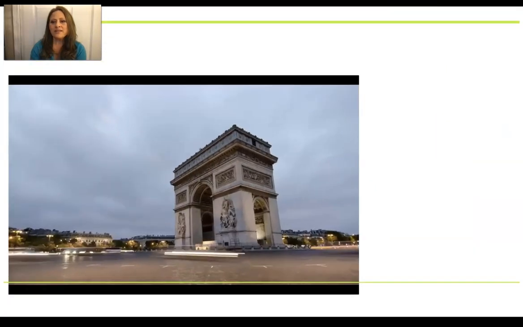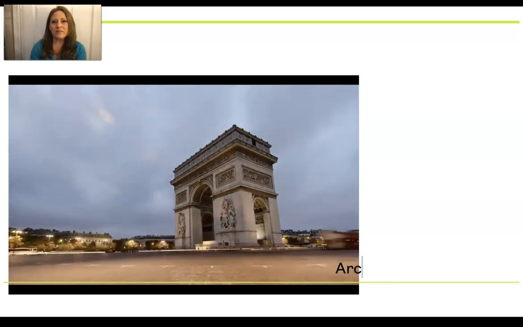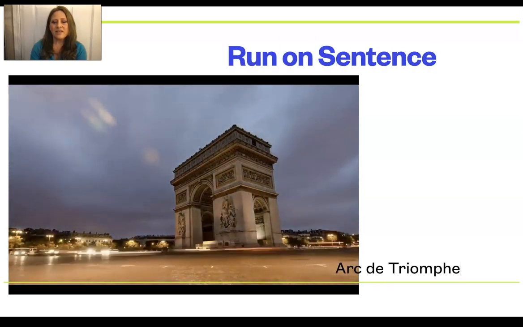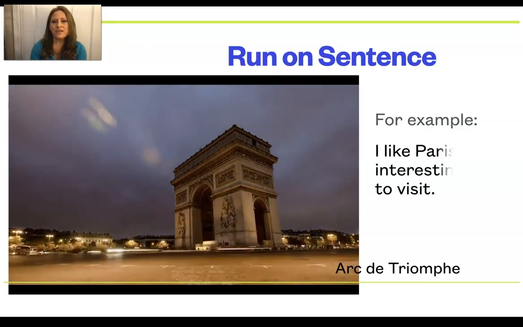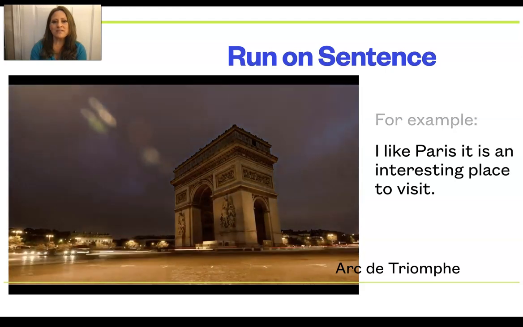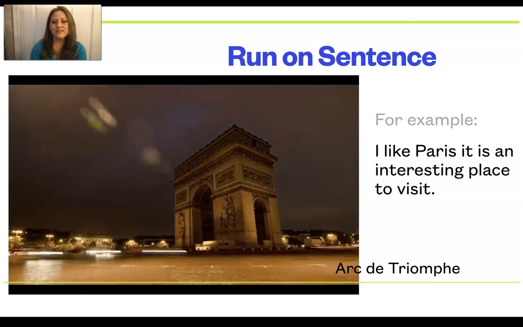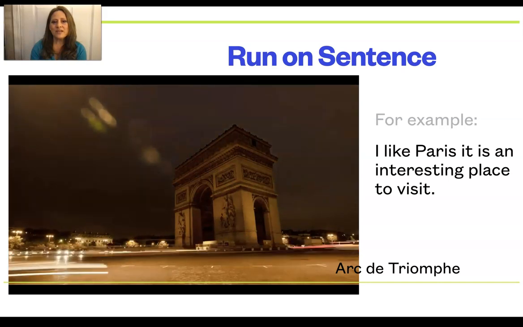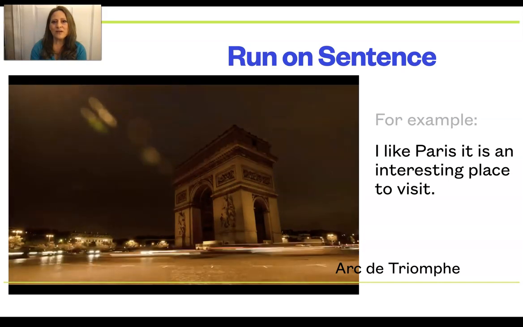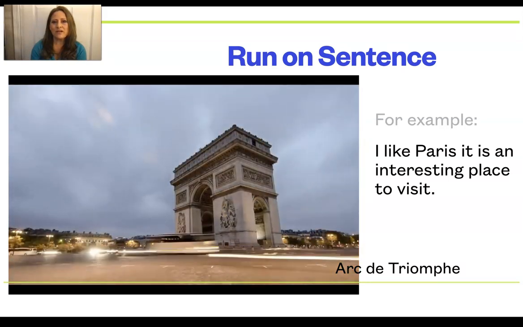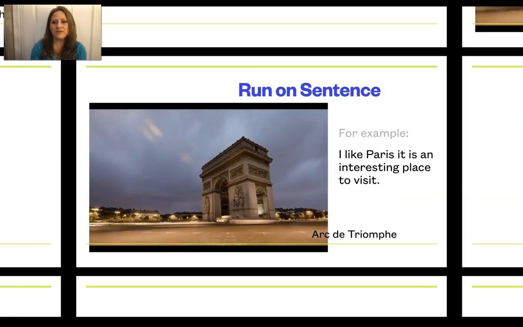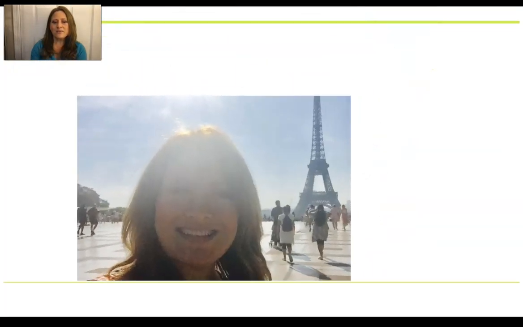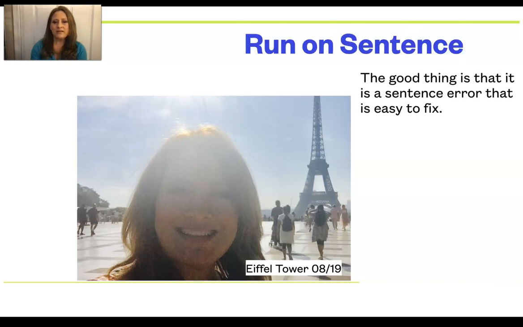So we can start by looking at some examples of run-on sentences. The most common example is here: I like Paris. It is an interesting place to visit. We've got two subjects and two verbs and no punctuation marking the end of one clause and the start of the other. So in some ways it's pretty simple to fix. You just have to practice using punctuation such as a period.